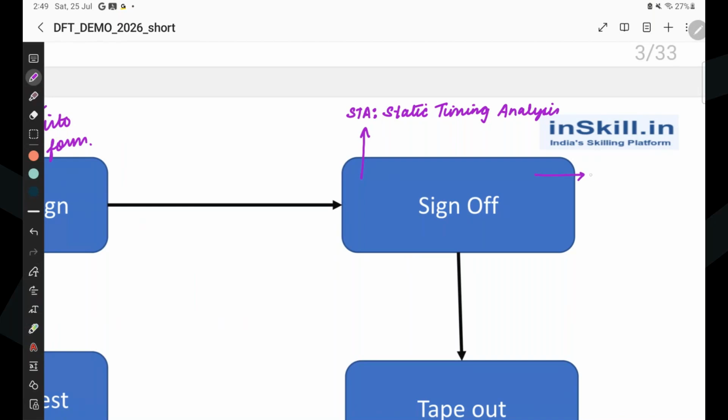And then we have PV. PV stands for physical verification. And then we have LEC, which is nothing but logical equivalence check. The full form of LEC is logical equivalence check.